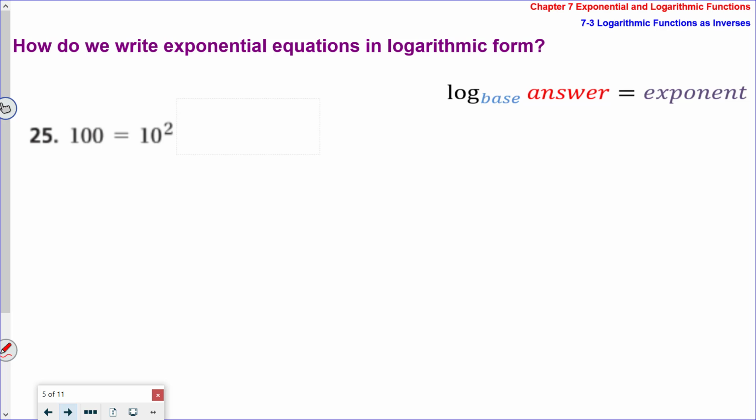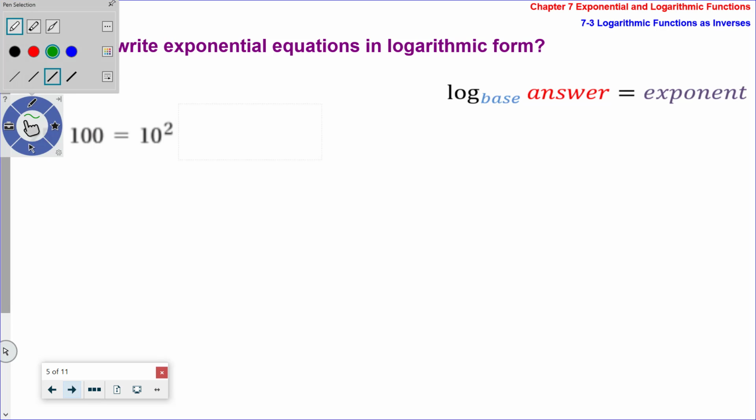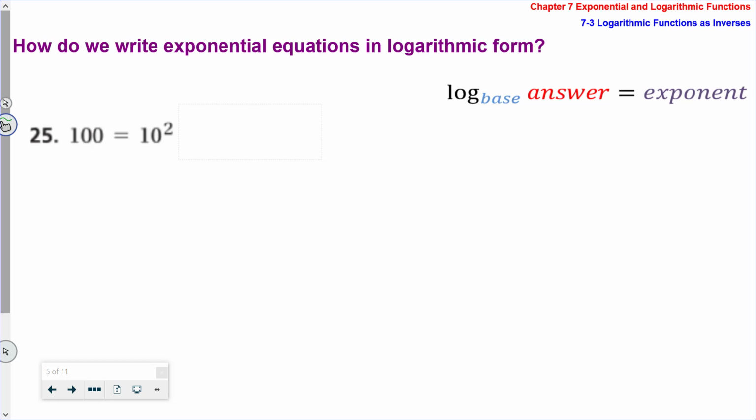All right, how about this one? Log base 100 equals 10. No, no, not log base 100. Sorry, it's backwards. So it's log base 10 of 100 equals 2. Sorry, I was reading it wrong. It's not a problem. So what this means is 10 raised to the second power equals 100.